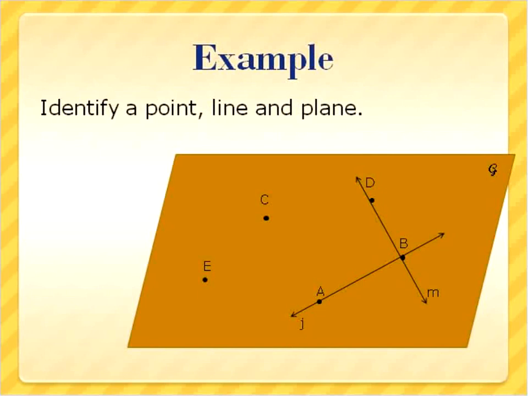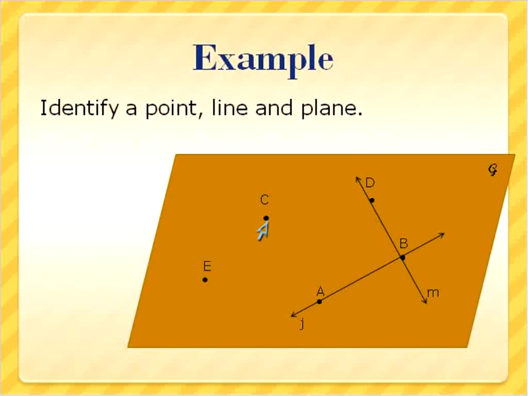Let's look at some examples now. Here are some examples of planes, points, and lines. So first we're going to identify a point. Can you point out a point? Just go ahead and show any point. Well, there's the point E, right? It's represented with a capital letter next to the dot, as we've said before.